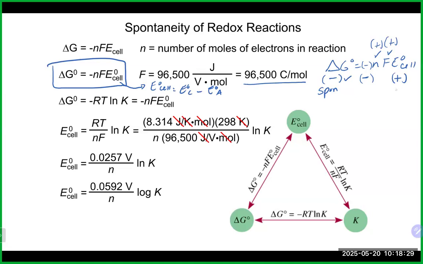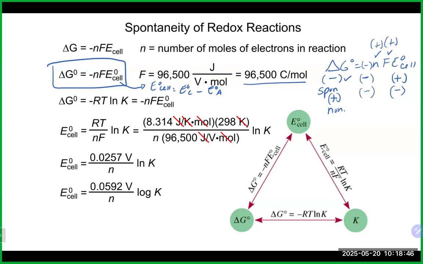Opposite is true if you get some negative cell voltage. That negative, along with the negative in front here, will turn our delta G into a positive, and this reaction would be non-spontaneous. So negative cell voltage is not good. It will give you a non-spontaneous reaction.